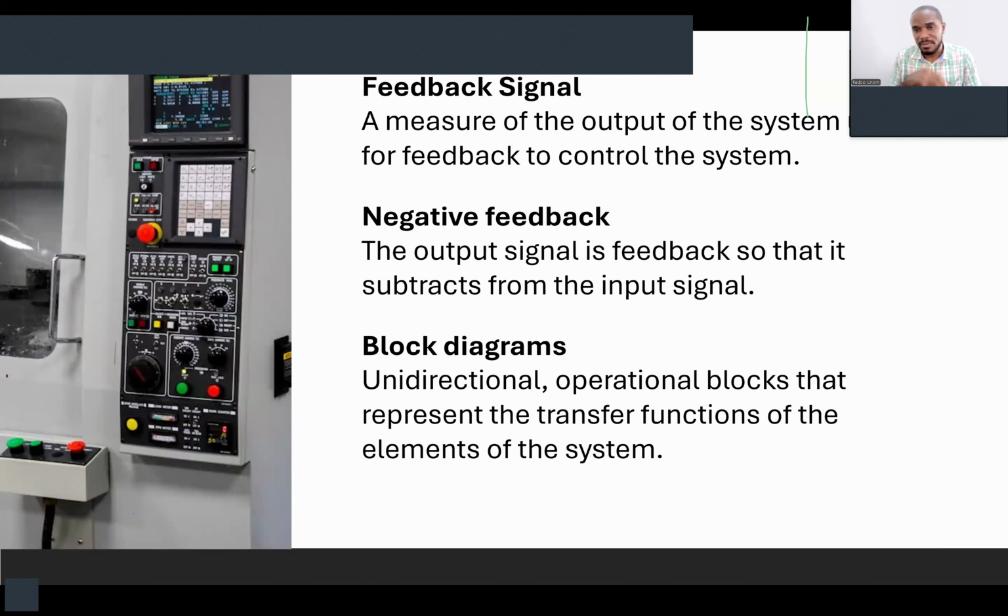A feedback signal is a measure of the output of the system that is taken and fed back, as the name implies. It is put back into the control system, so it will gauge itself whether it has achieved what you want it to achieve. Just the way feedback works in real life, we give you the instruction, you go and do the thing, and we are waiting to hear from you.